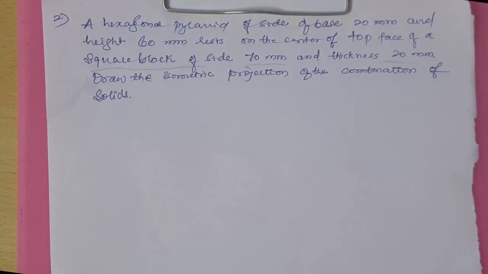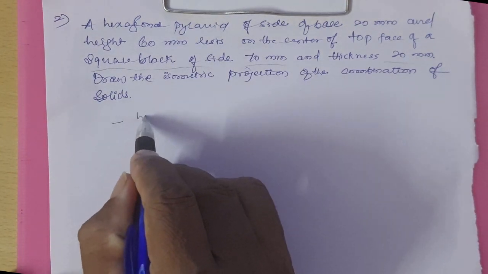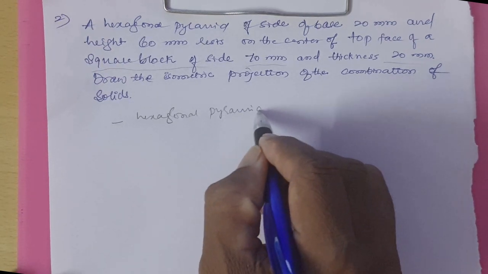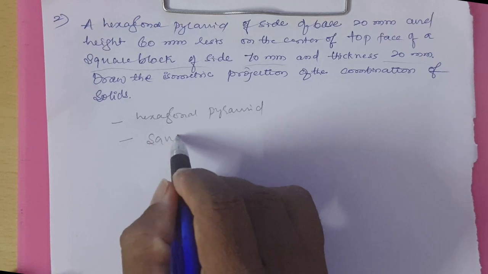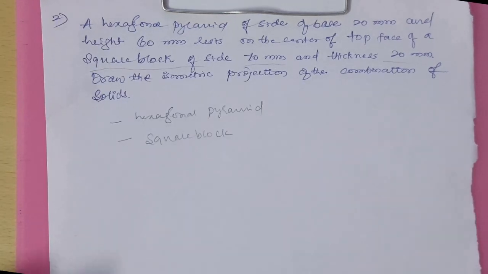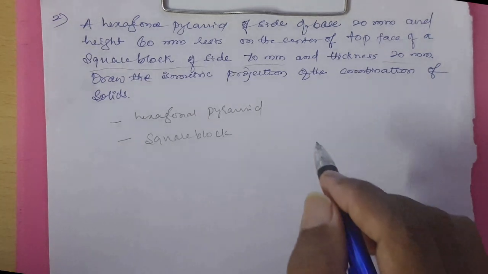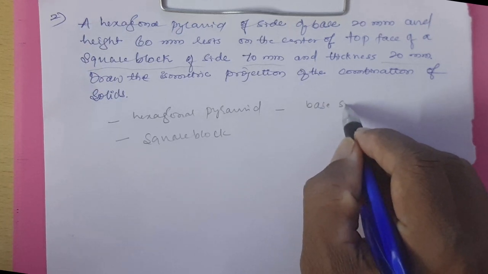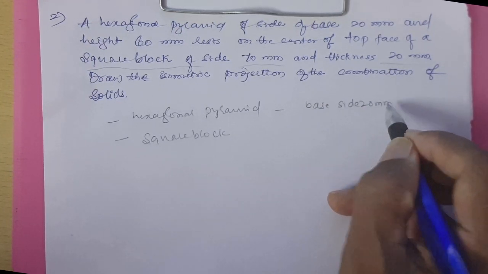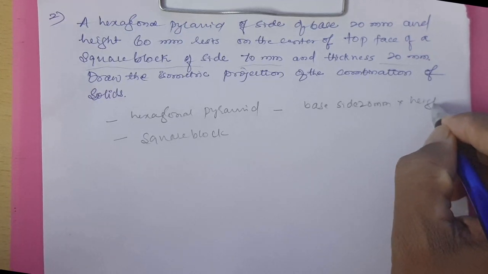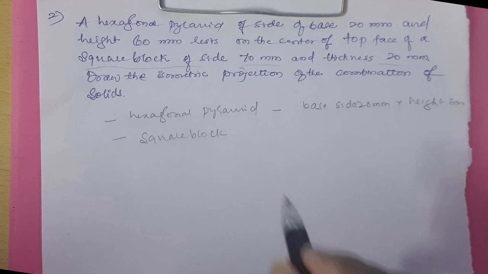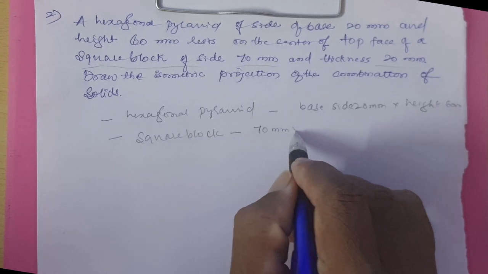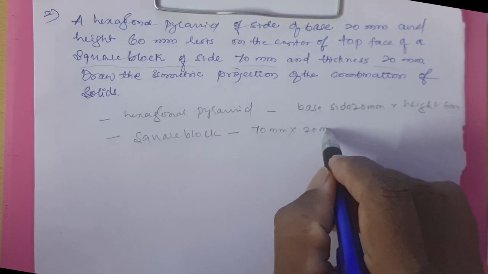So now it is a combination of two objects here. One is a hexagonal pyramid. Another one is a square block. Okay. Now let us look over the dimensions. Hexagonal pyramid, it is of a base side 20 mm and it has a height of 60 mm. Next, about the square block, dimensions are 70 mm, it is a square, and thickness is 20 mm.